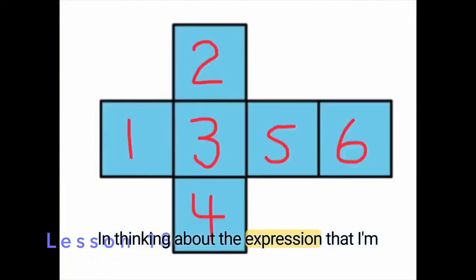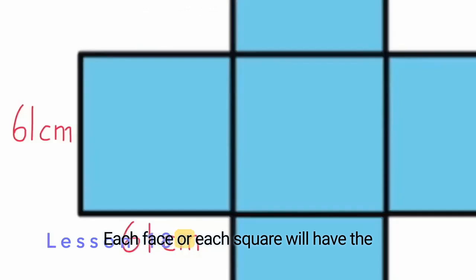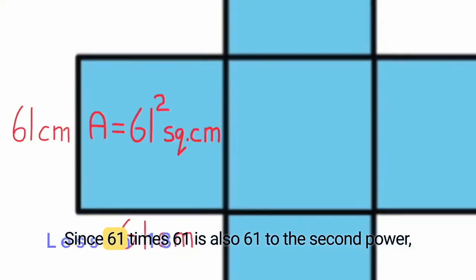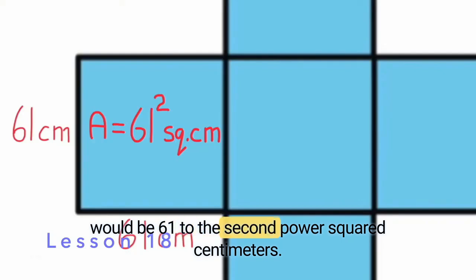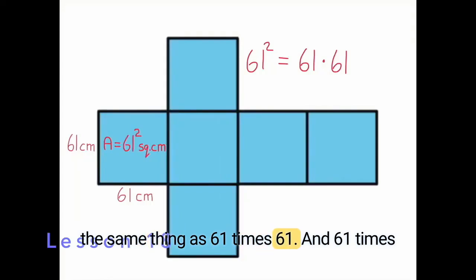In thinking about the expression that I'm going to write, I have to remember that there's 6 faces to this net. Each face, or each square, will have the dimensions 61 centimeters for its side length. Since 61 times 61 is also 61 to the second power, the area of each square would be 61 to the second power squared centimeters. Remember, 61 squared, or 61 to the second power, is the same thing as 61 times 61.